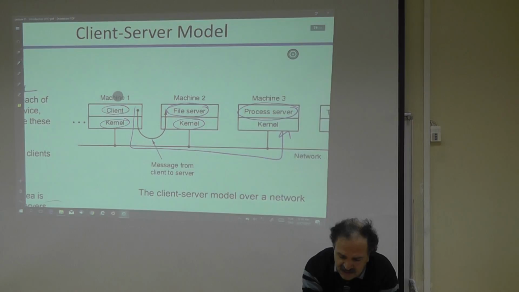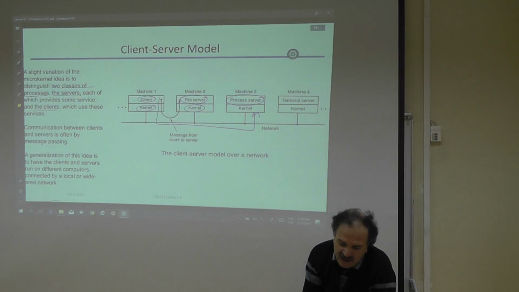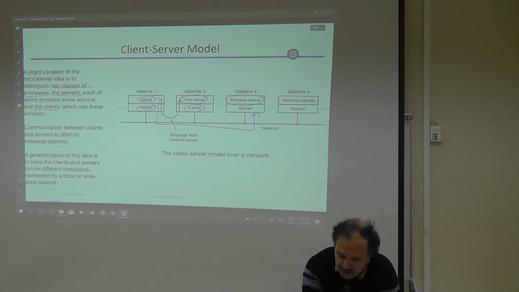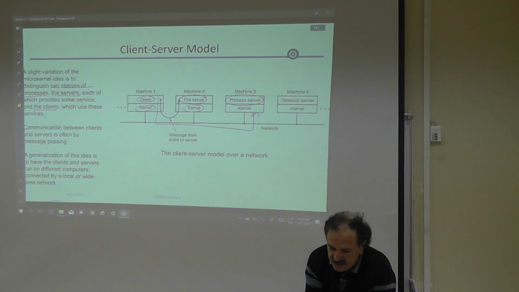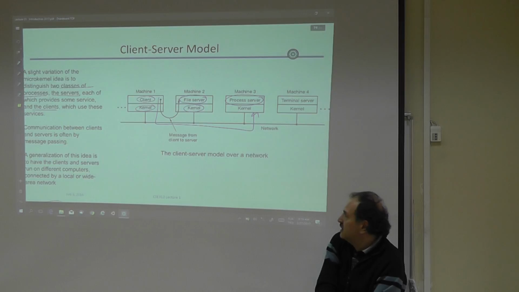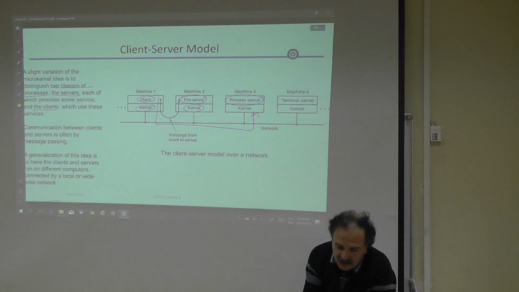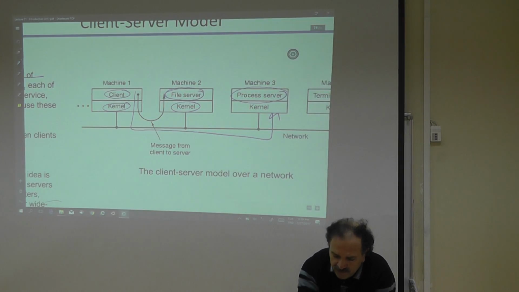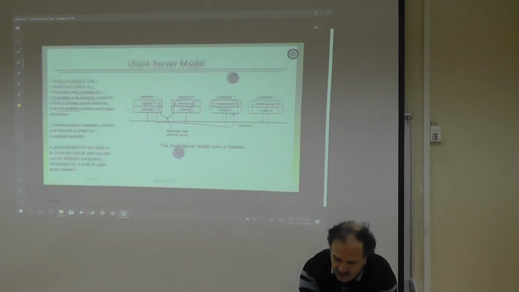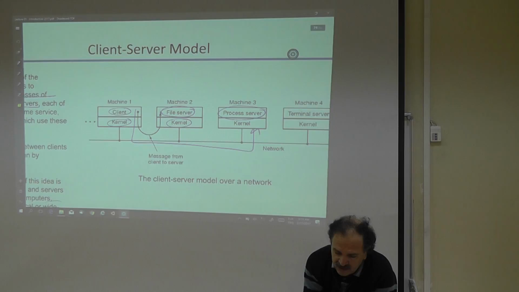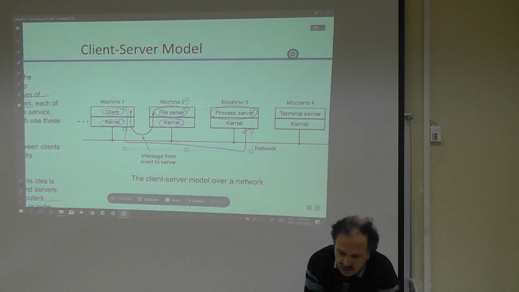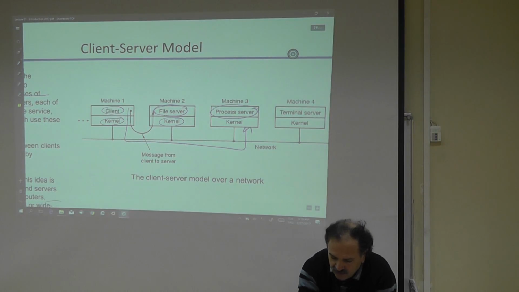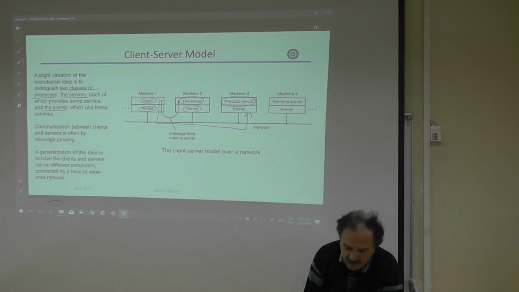If you put these processes on different machines, then you have a networking operating system, okay? So these processes, the client processes or the server processes, don't have to be on the same machine. They can be on the same machine, but they don't have to be. They always communicate through the kernel. The kernel could be very, very small, like this one. But all of the communication between the operating system processes is done through the kernel and sometimes maybe through a network, wide area network or global area network, doesn't matter.